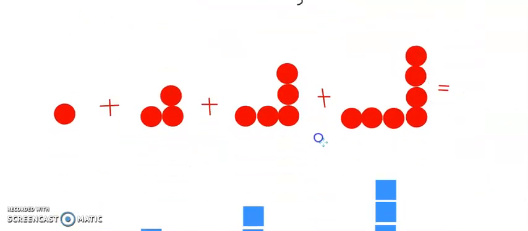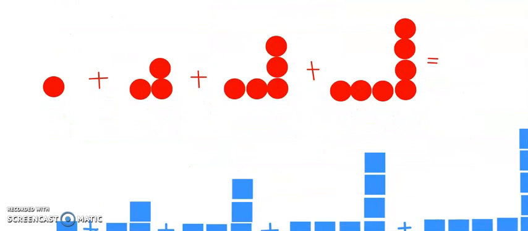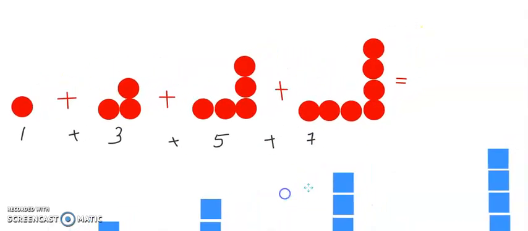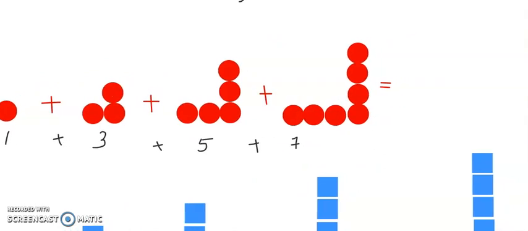Now let's count how many red circles I have. Okay. So I have 1 here, 3, then yes, 5. Now let's count here. 1, 2, 3, 4, 5, 6, 7. Right? So first I'll try to put the 7, then 5, then 3, and then 1. Let's see what we end up getting. Okay, so let's do that.